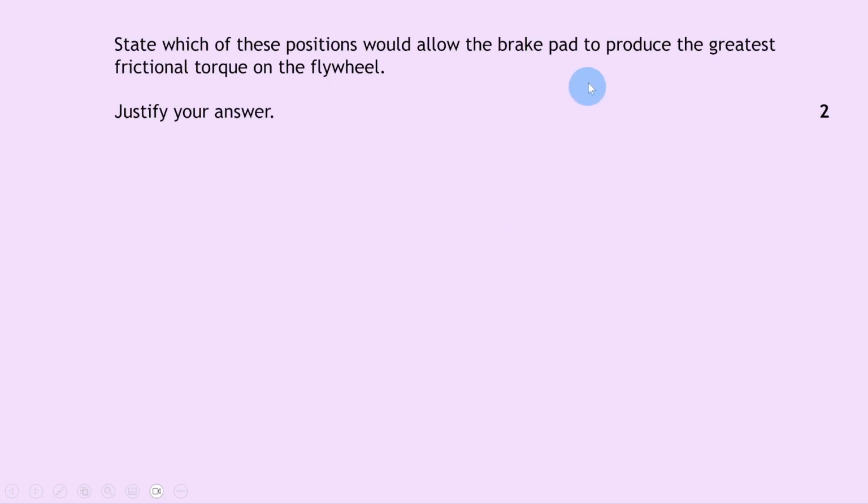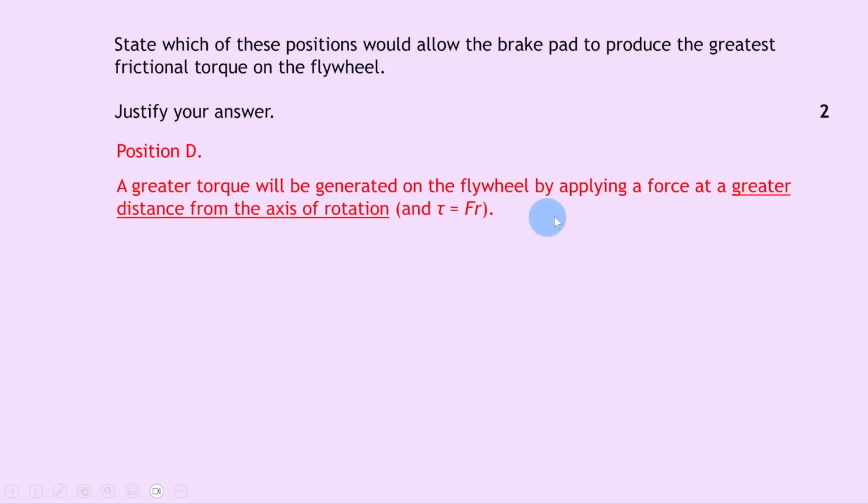So we were asked for which one is going to produce the greatest frictional torque, so we could say position D, and that's because a greater torque will be generated on the flywheel by applying a force at a greater distance from the axis of rotation. And we've already said that torque tau equals Fr, where tau and r are directly proportional and F stays the same.